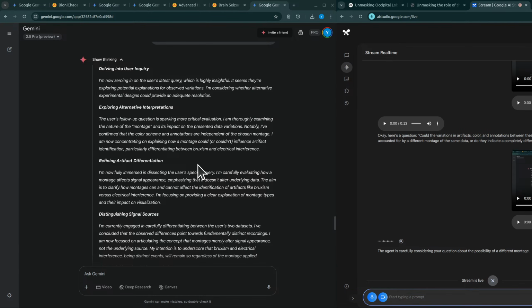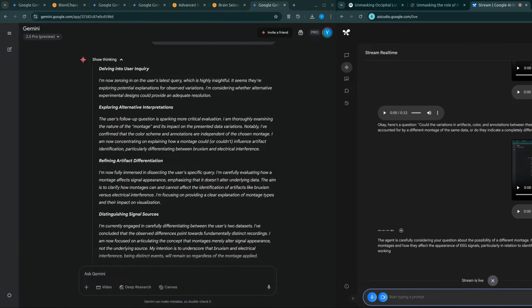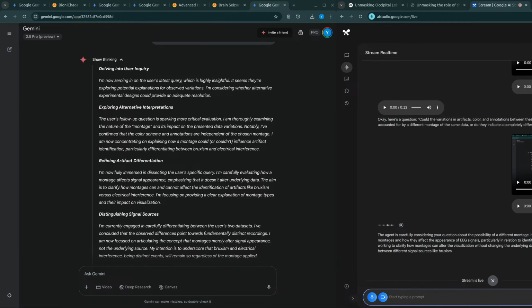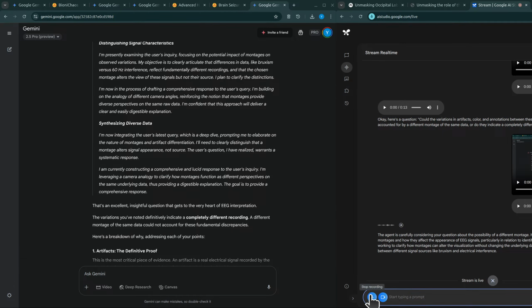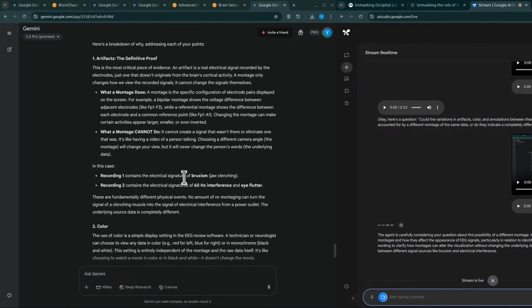The agent is carefully considering your question about the possibility of a different montage. It's examining the nature of montages and how they affect the appearance of EEG signals, particularly in relation to identifying artifacts. The agent is working to clarify how montages can alter the visualization without altering the underlying data, and how to distinguish between different signal sources, like bruxism and electrical interference.